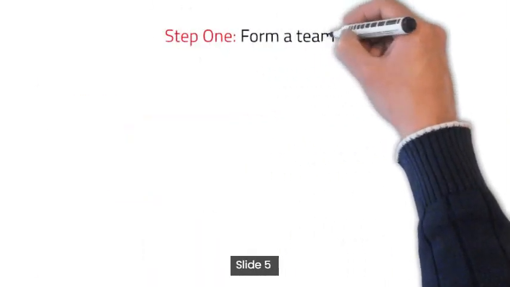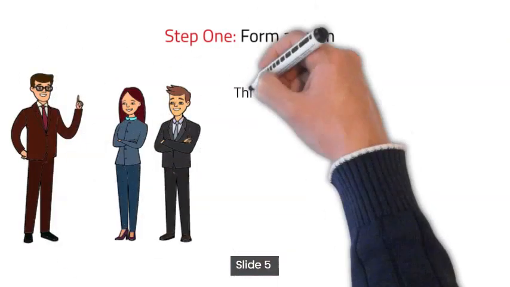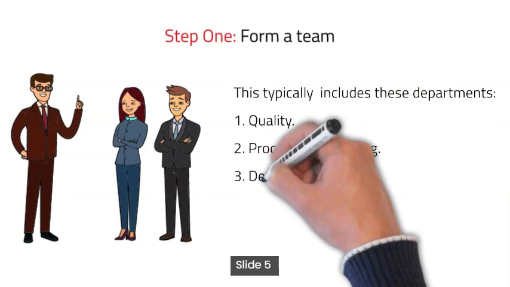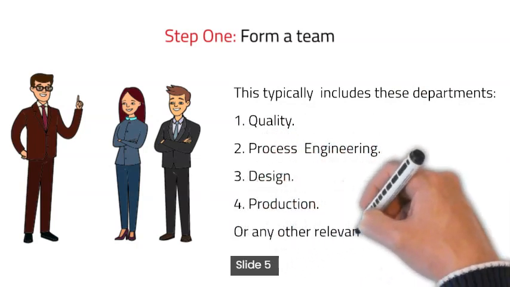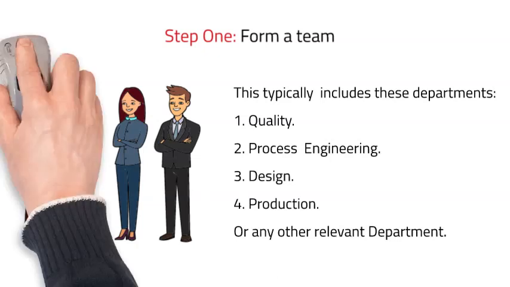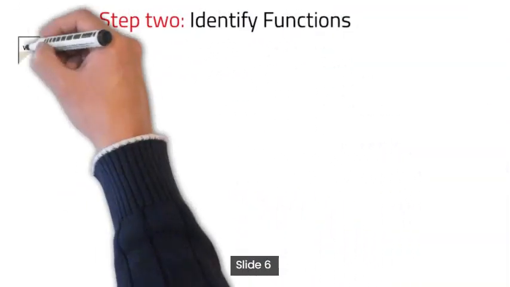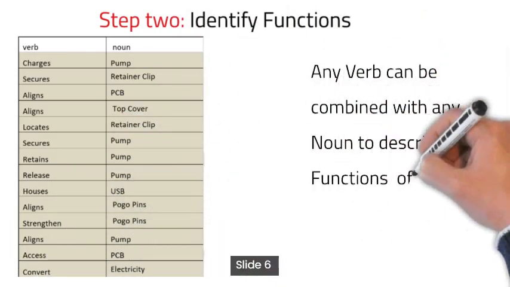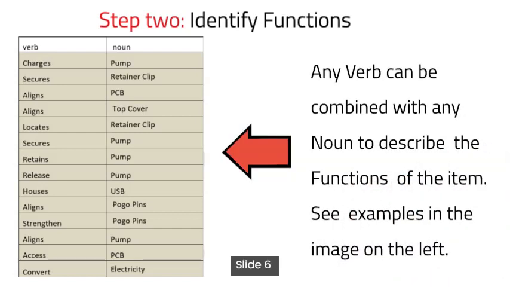Step 1. Form a team. This typically includes these departments: 1. Quality, 2. Process engineering, 3. Design, 4. Production, or any other relevant department. Step 2. Identify functions. Any verb can be combined with any noun to describe the functions of the item. See examples in the image on the left.